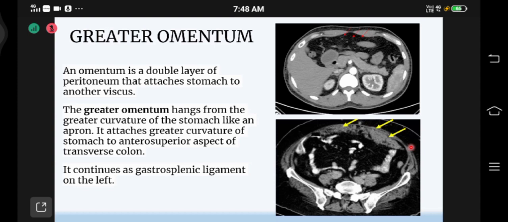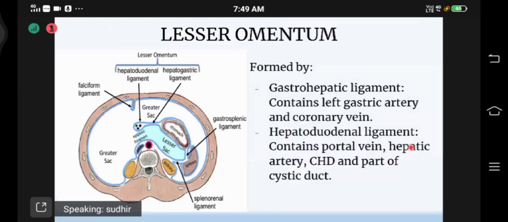Malignancies, yes, and tuberculosis. In malignancies, it could be lymphoma or other malignancies. So these are the most common causes. Then we have the lesser omentum. How do we look into the lesser omentum? Basically it's the gastrohepatic ligament, which contains the left gastric artery and coronary vein, and the hepatoduodenal ligament, which hosts the hepatic artery, common hepatic duct, and portal vein.